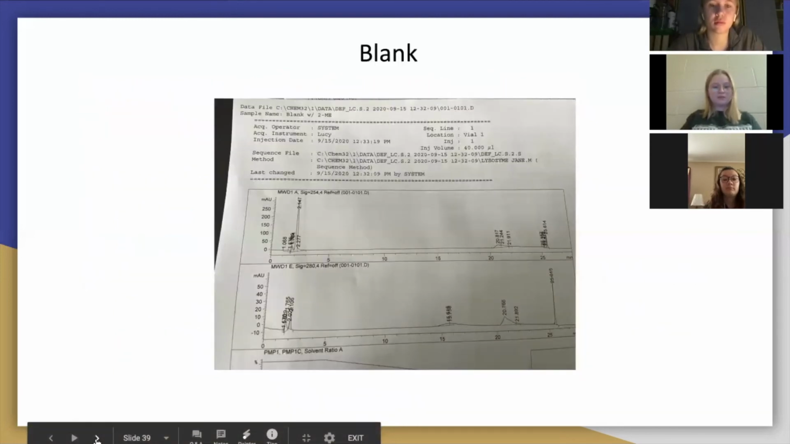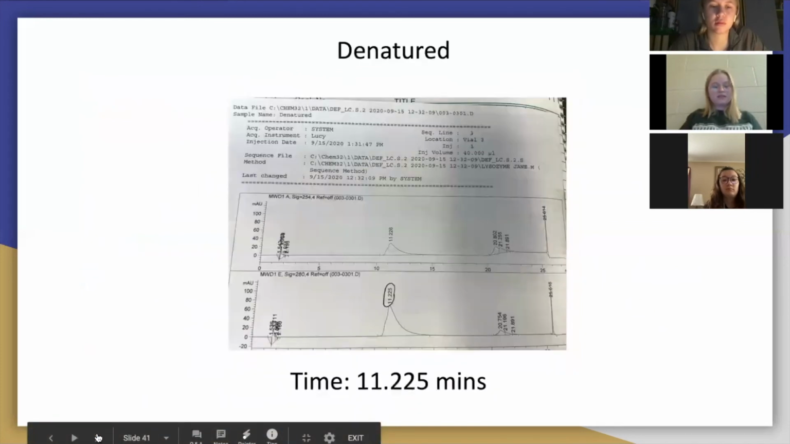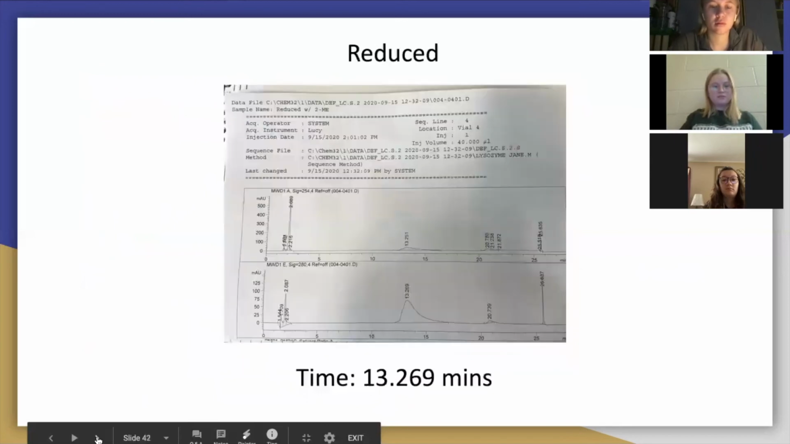This is the blank, the native, the denatured, and the reduced.